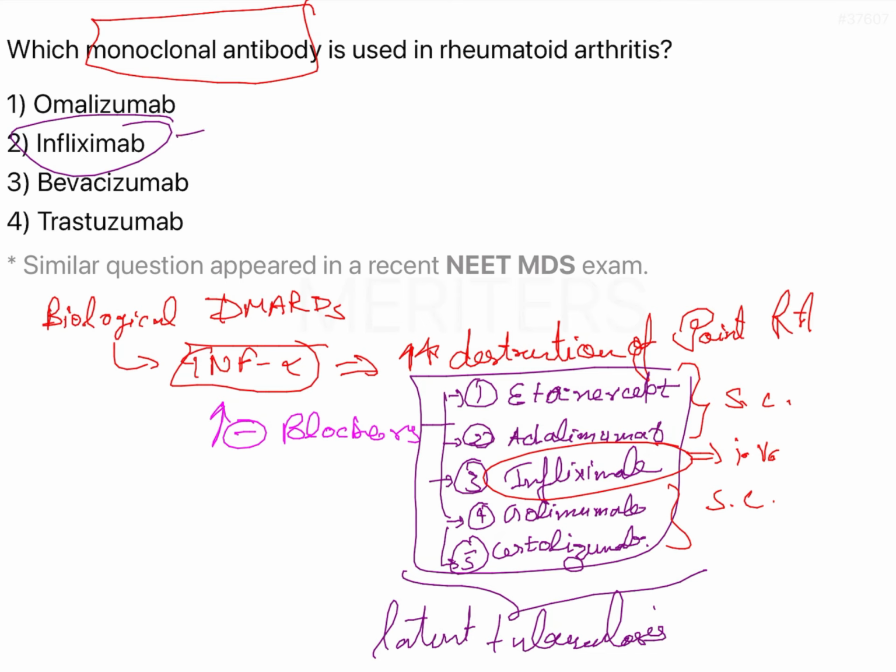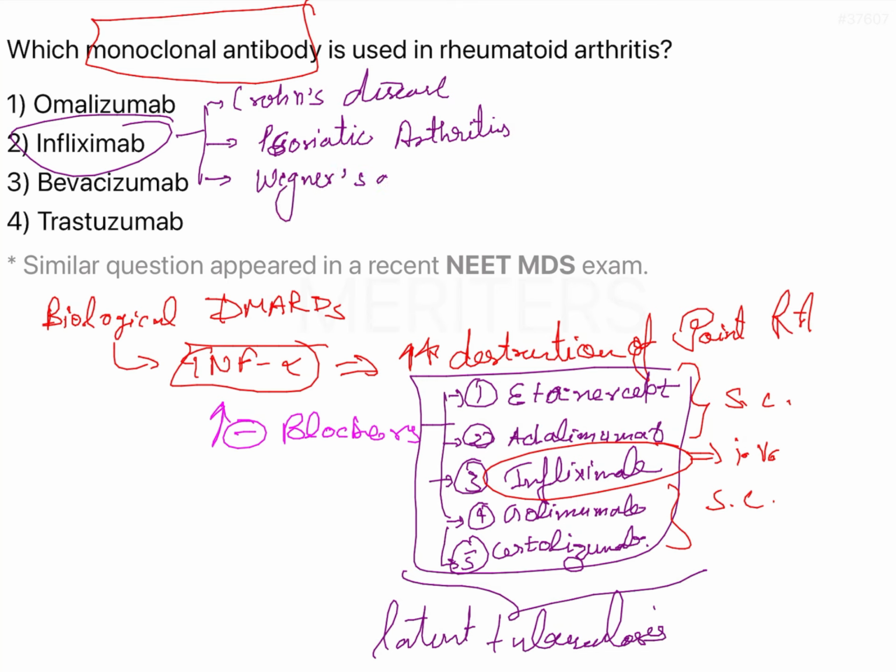Okay, so I'll try writing these. One is your Crohn's disease. Then you have your psoriatic arthritis. Then the third one is your Wegener's granulomatosis, and then we have our sarcoidosis. So these are certain other conditions where you can use the monoclonal antibody, that is your infliximab.